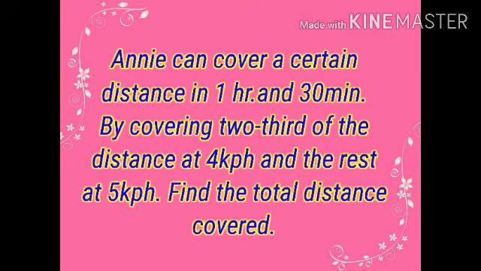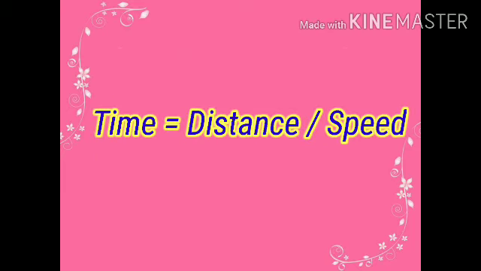Annie can cover a certain distance in 1 hour and 30 minutes by covering 2/3 of the distance at 4 km per hour and the rest at 5 km per hour. Find the total distance covered. Since time and speed are both given, we can use the equation: time is equal to distance over speed.